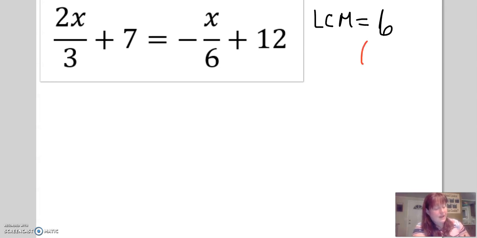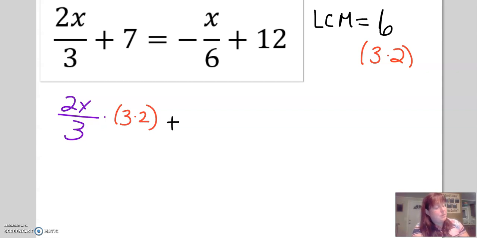I can write that as 3 times 2, and that might help me in some of my situations. So I have 2x over 3 times 3 times 2 plus 7. But remember, if I do it to one thing in the equation, I have to do it to every single term. And terms are separated by addition or subtraction. So this means if I multiply this by 6, I also have to multiply this term by 6. Okay? So got to multiply by 6. And we're just going to go ahead and put a 6 there because we know we don't need it to be 3 times 2 that time.